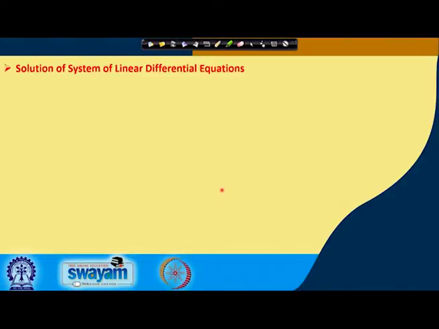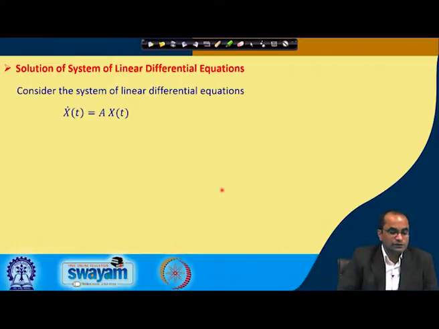Now, coming to the next application, which is the solution of a system of linear differential equations. Though differential equations will be the topic of the next few lectures, here, just to introduce the application of diagonalization, we will do a very simple example. So, here we consider linear differential equations.